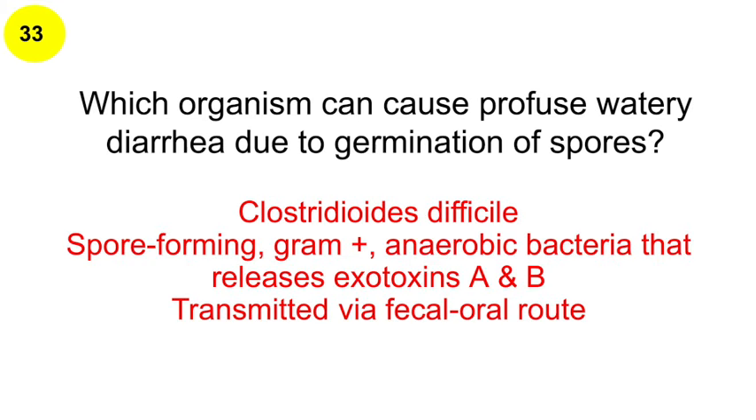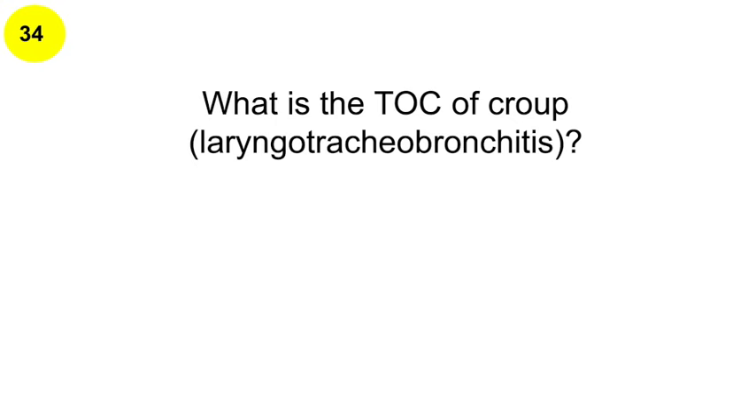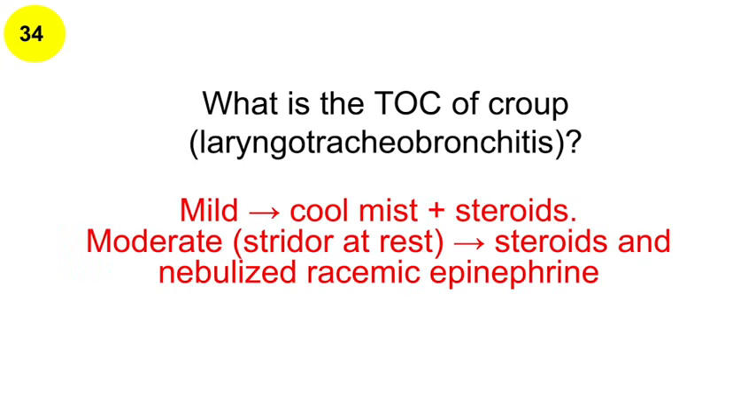What is the treatment of choice of croup? So if it's mild, you want to give a cool mist and steroids. If it's moderate, meaning that there is stridor at rest, then give steroids and nebulized racemic epinephrine.